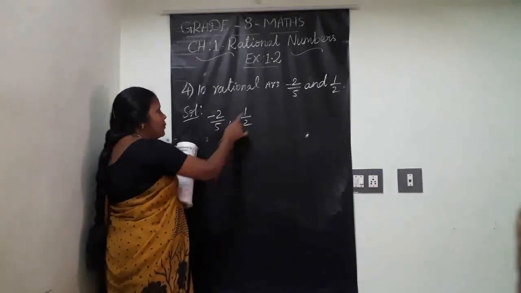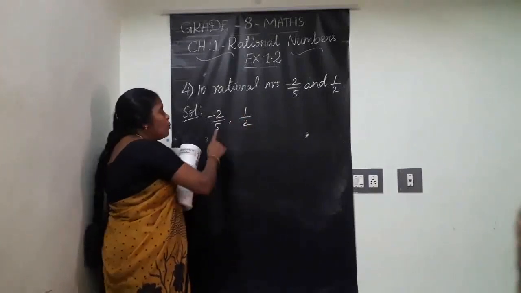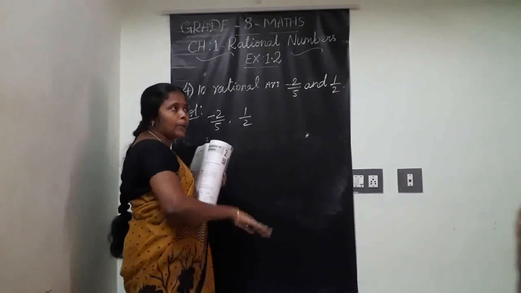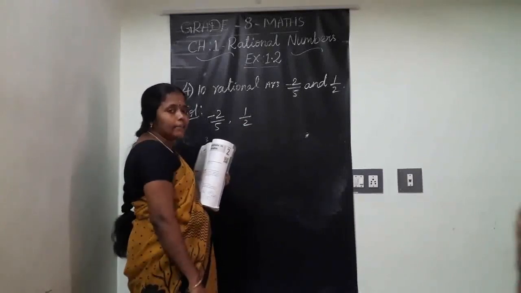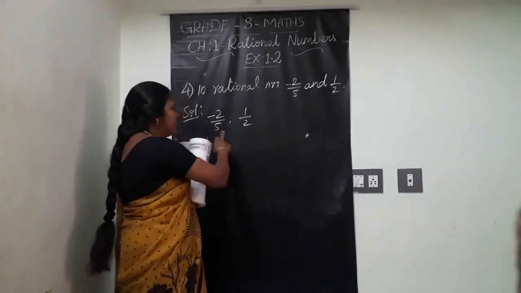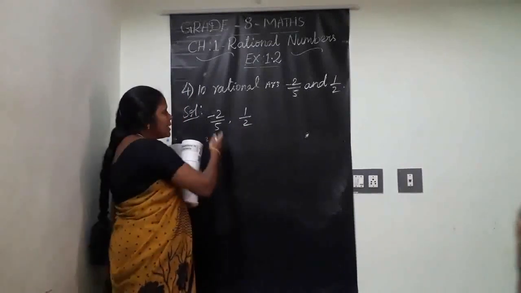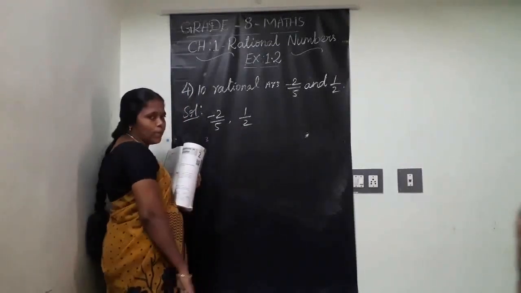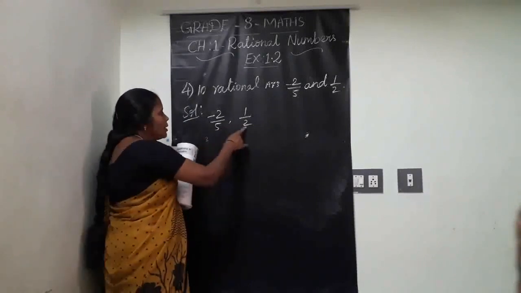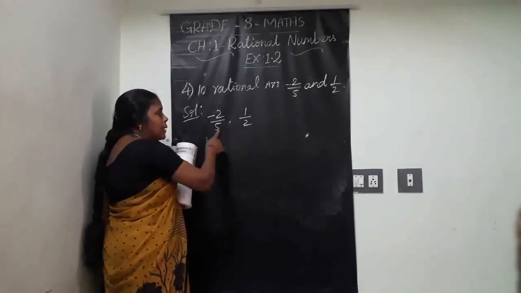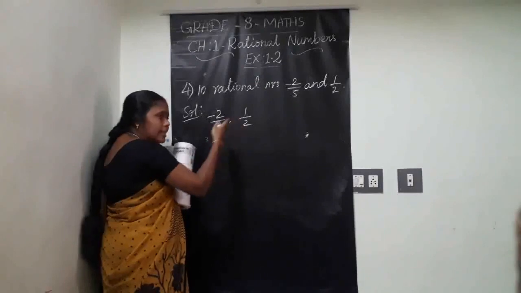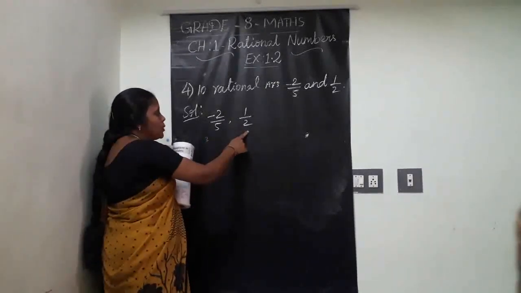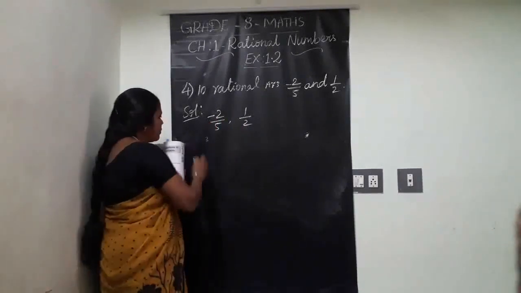Here 2 by 5, here 1 by 2. Both are unlike. Unlike means, to make them like, we have to take the LCM of the denominators. What is the LCM of denominators 5 and 2? LCM answer is 10 only. Clear? Because both are prime numbers. For prime numbers, LCM means their product only. Clear? So LCM of 5 and 2 is 10 only.